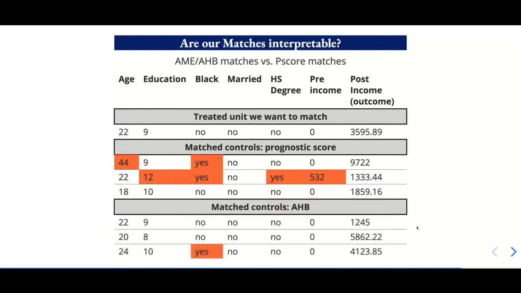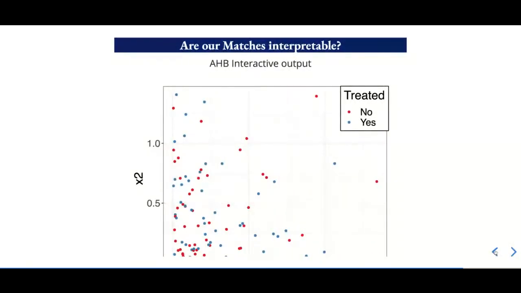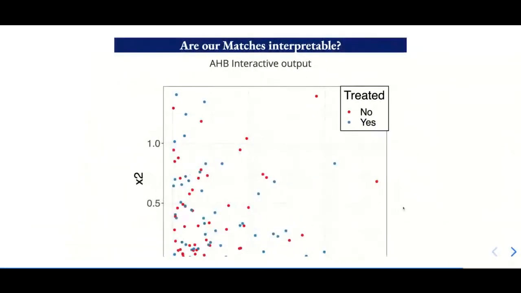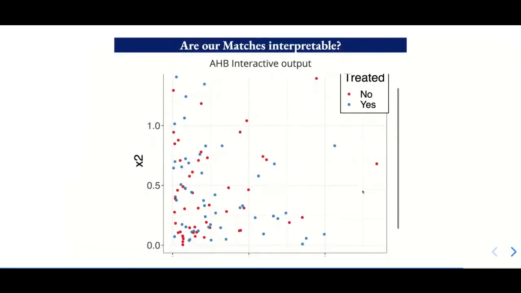With AHB, instead, we find that we match units that are pretty similar to the treated unit that we started with. And so this match group is very interpretable. I feel like even a non-expert can just look at it and see that you are comparing people that are similar in terms of the covariates. Let me give you one more example of interpretability.